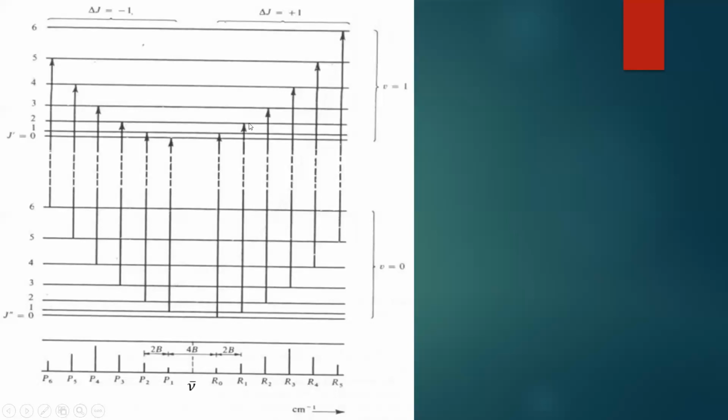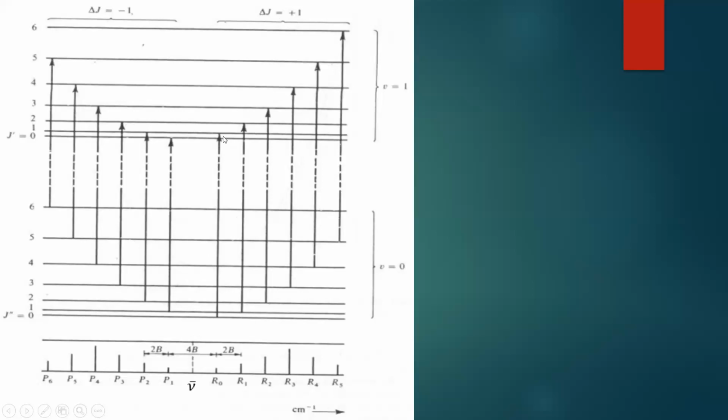Now consider a molecule in J equal to 1 state here. It can go to J equal to 2. Here also the value of J is increased by 1. It is going from J equal to 1 to J equal to 2. J is increased by 1, so delta J is plus 1. Similarly, the molecule can go from J equal to 2 to J equal to 3. Similarly, J equal to 3 to J equal to 4, it can make the transition.